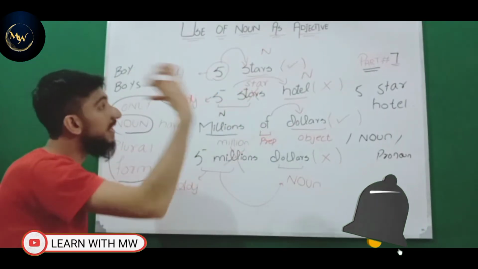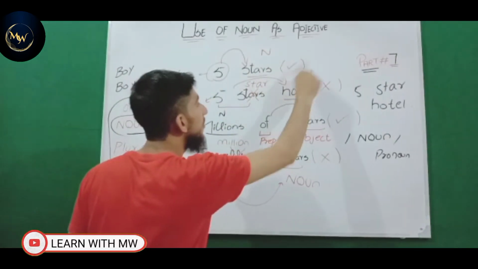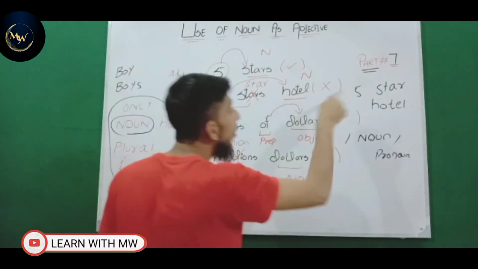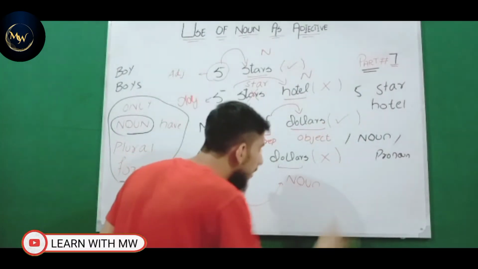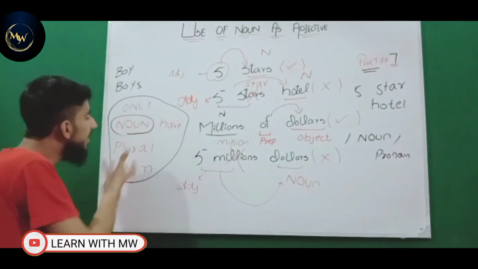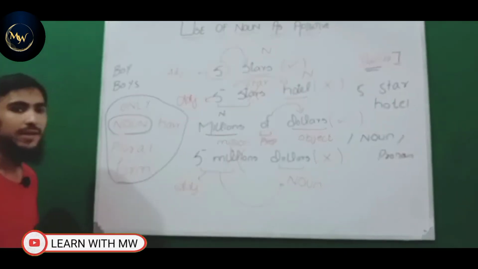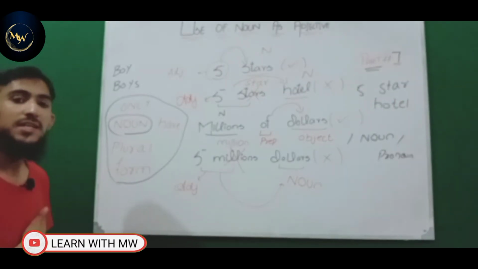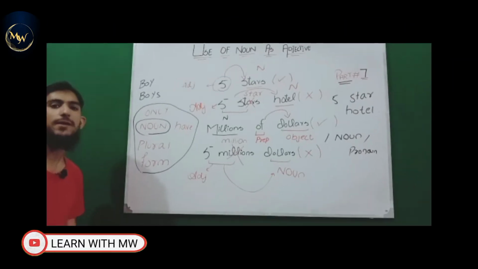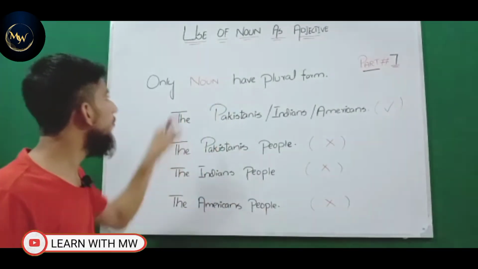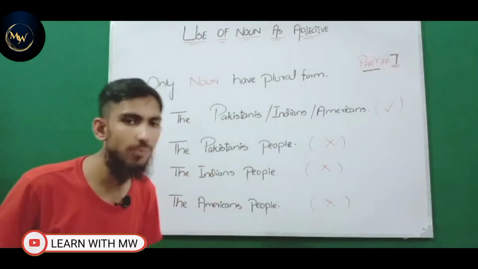These are the examples, and that's why we have discussed the reason why five-star hotel is right and five stars hotel is wrong. Millions of dollars is right and $5 billions is wrong, because only nouns have plural form in English grammar. Viewers, take a screenshot of this slide. In the next slide, we will be discussing further examples of this concept in a very grammatical and conceptual way. Now in this slide, we are just elaborating this whole concept: only nouns have plural form in English grammar.